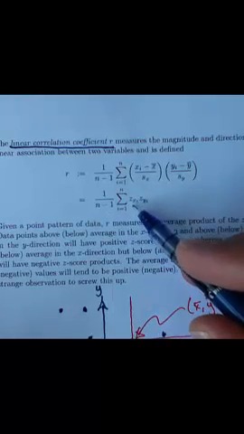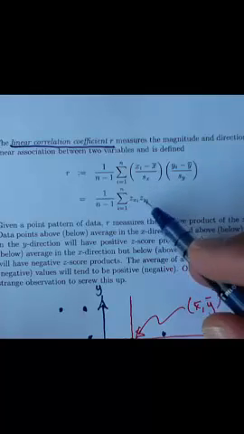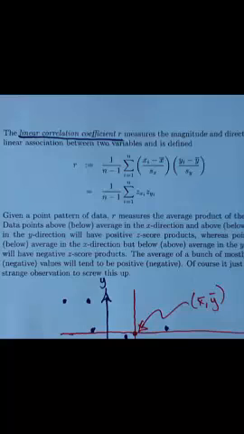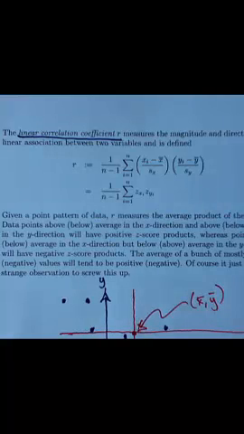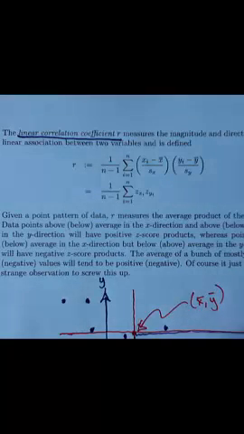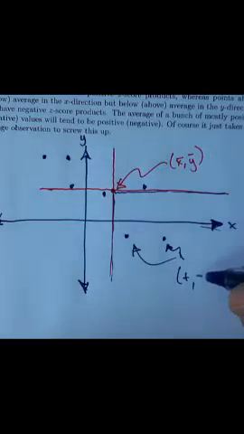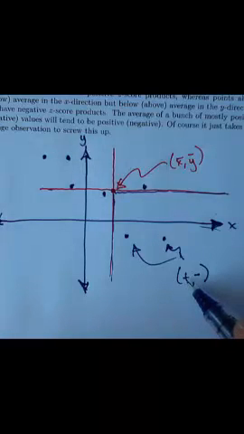What are you doing? First of all, you find the z-scores for the x values and the z-scores for the y values, and multiply them and sum them up. So let's take a look at this one right here. All the points down here in this region will have above average observations in the x direction and below average observations in the y direction, right? So they'll have positive z-scores in the x direction and negative z-scores in the y direction.